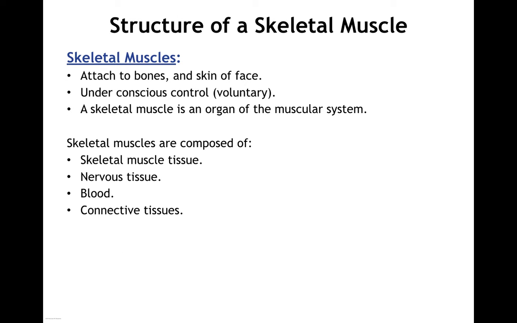If we look closely at the skeletal muscle, we see that it attaches to the bone, and in most cases attaches to two bones. But in some cases it also attaches to the skin in our face that gives us the ability to make facial expressions. It's under our conscious control. It is a voluntary muscular system run by the central nervous system, and the skeletal muscle is the organ of the muscular system. Skeletal muscle itself is composed of skeletal muscle tissue along with nervous tissue, blood, and connective tissues.